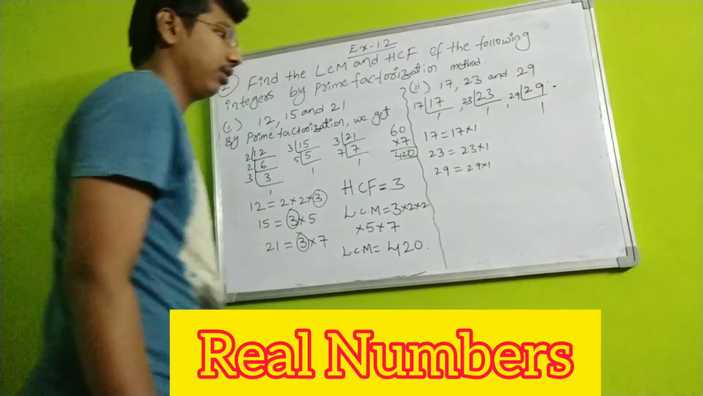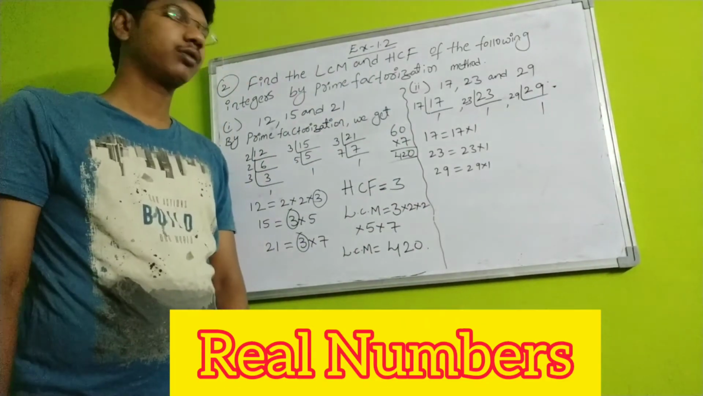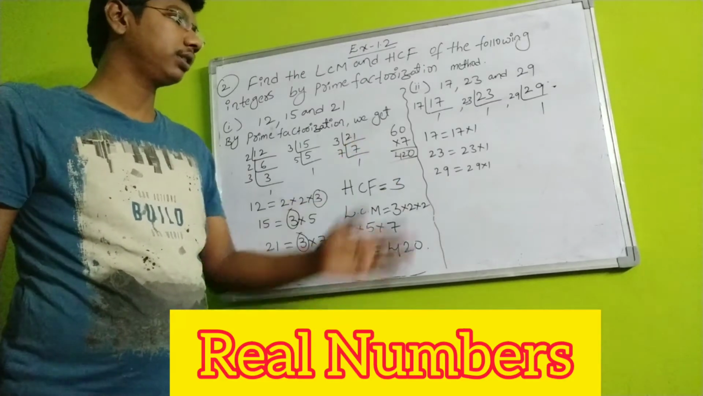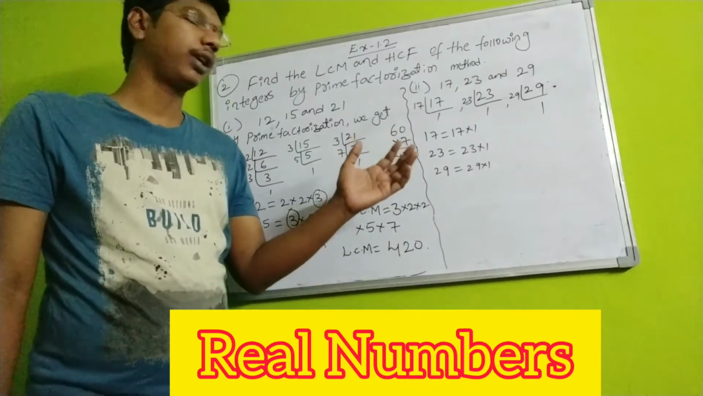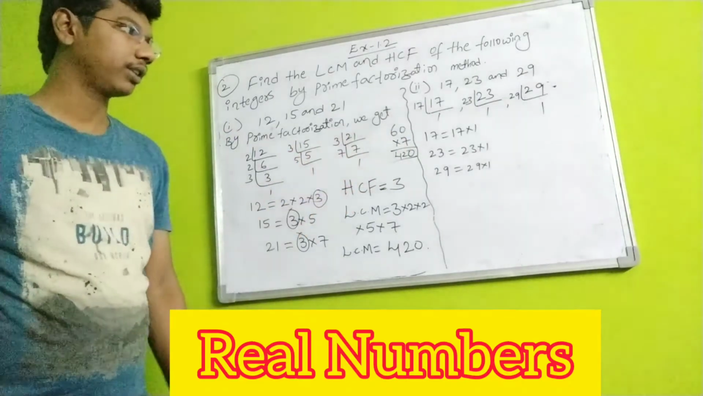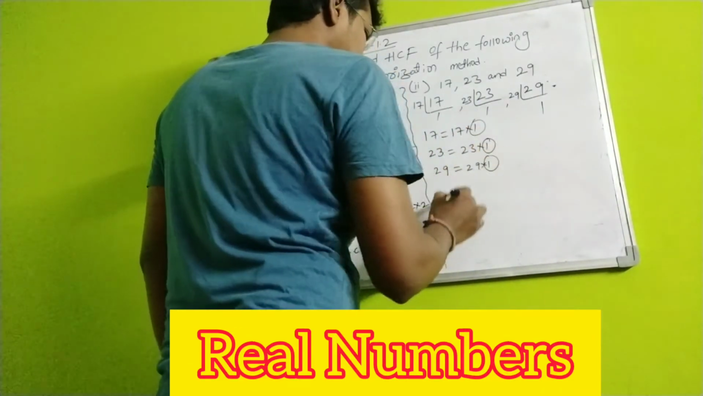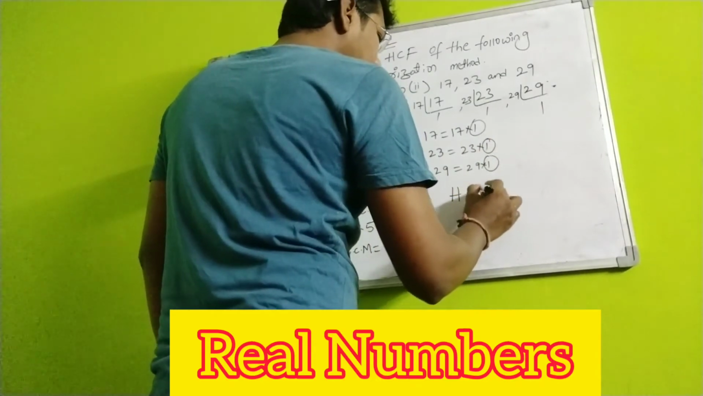Okay. Now first we have to find the HCF, students. HCF is nothing but the common factor. Out of these 3 integers, first we have to identify the common factor, students. The common factor is 1. HCF is equal to 1, students.